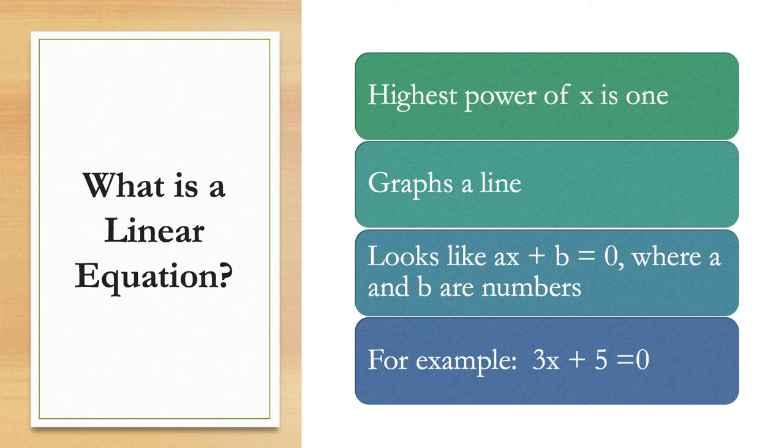So what is a linear equation? A linear equation is an equation where the highest power of x is 1. It's an equation where if we graph the equation, we get a line. It has the form ax plus b is equal to 0, where a and b are numbers. For example, 3x plus 5 is equal to 0.